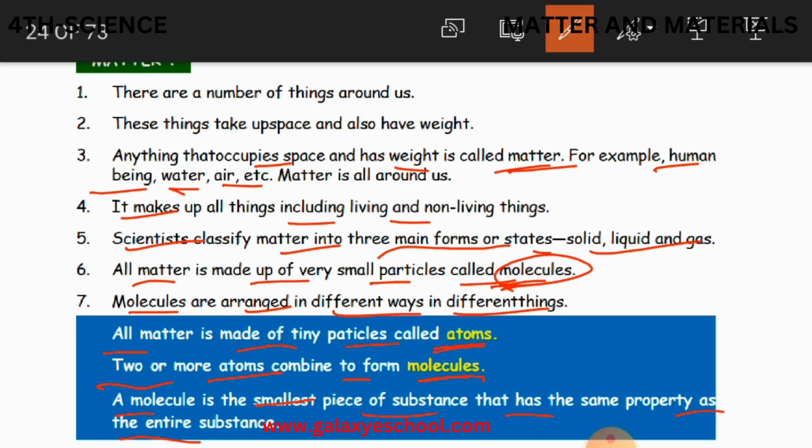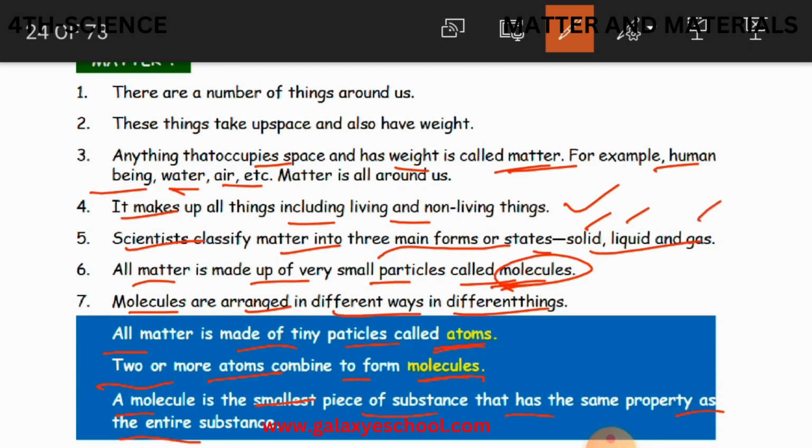So what is matter? Whatever we see around us is matter. Any object that occupies space and has weight is called matter, for example human beings, air, water. Matter includes living and non-living things, and it is classified into three forms: solid, liquid, and gas.